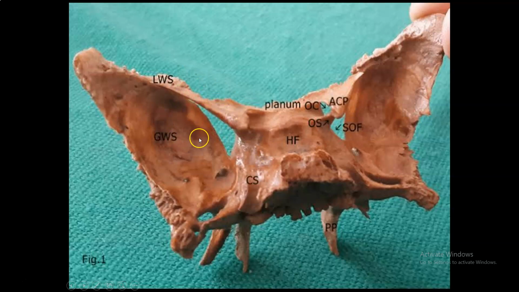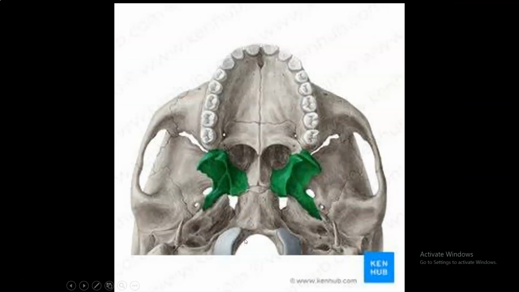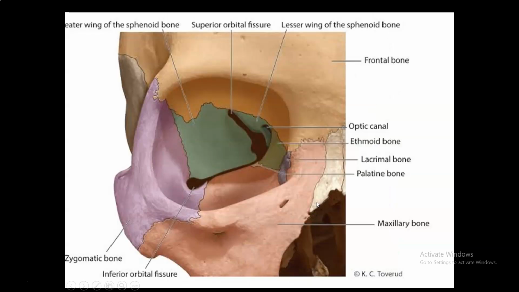This is the greater wing of the sphenoid, this is the lesser wing, the superior orbital fissure, this is the foramen rotundum, this is the foramen ovale, and the foramen spinosum, and we can here see the pterygoid processes, the medial and lateral pterygoid processes. And another view from below, pterygoid processes are seen here, forming the medial part of the middle cranial fossa, and here we see oval and spinosum.